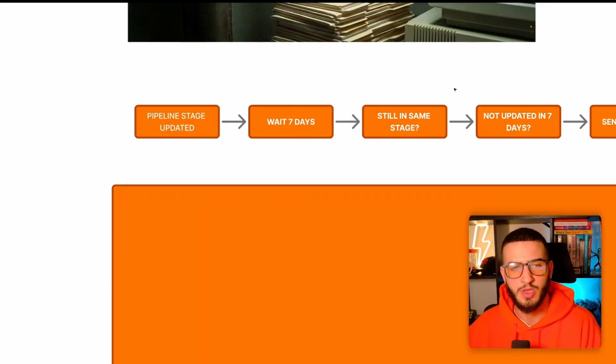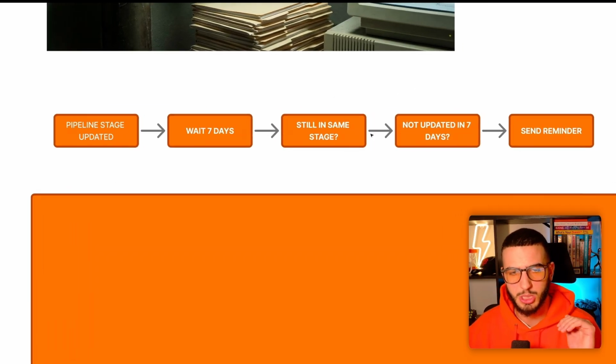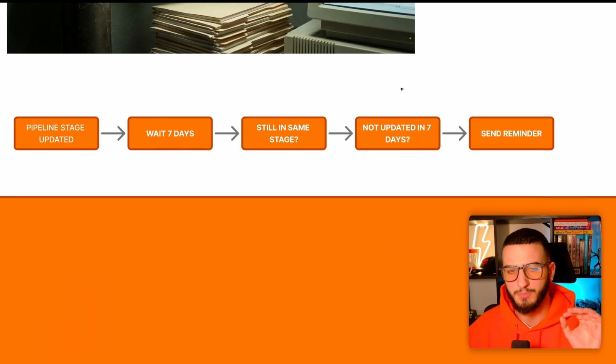So for example, let's say I have a lead and I'm using a CRM and I went ahead and updated that lead to Follow Up 1, one of the stages in the CRM. And after 7 days, they're still in that Follow Up 1 stage. That means, in most cases, I have not updated the CRM and I need a reminder to update the relevant stage. Now, we're not just checking if they're still in the same stage, we're also checking if the lead has not been updated in 7 days.